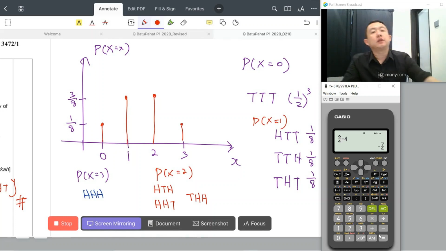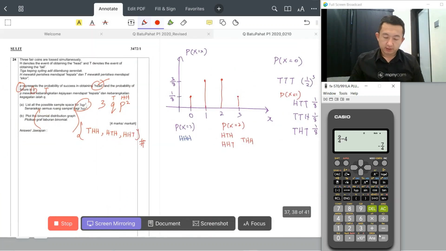This is the graph. It could be 0, it could be 1, it could be 2, it could be maximum 3, because there are only 3 coins flipping at the same time. Okay, this is the binomial distribution graph. And here comes the last question.